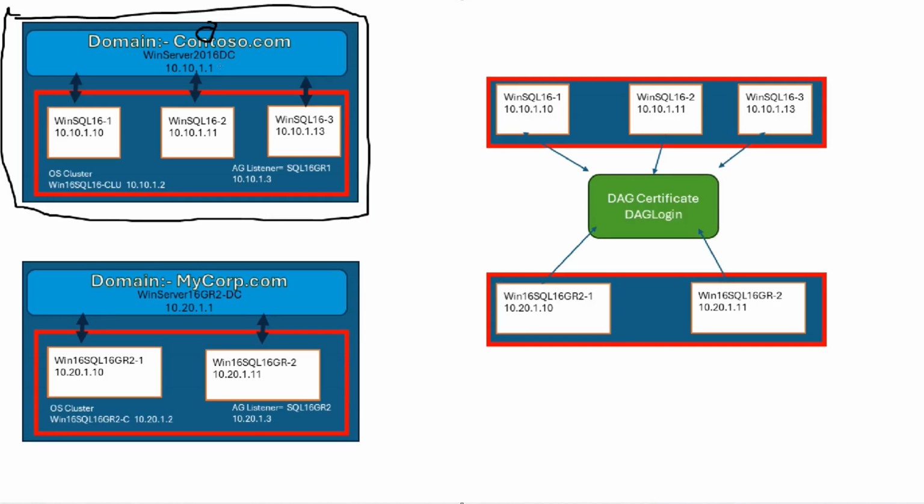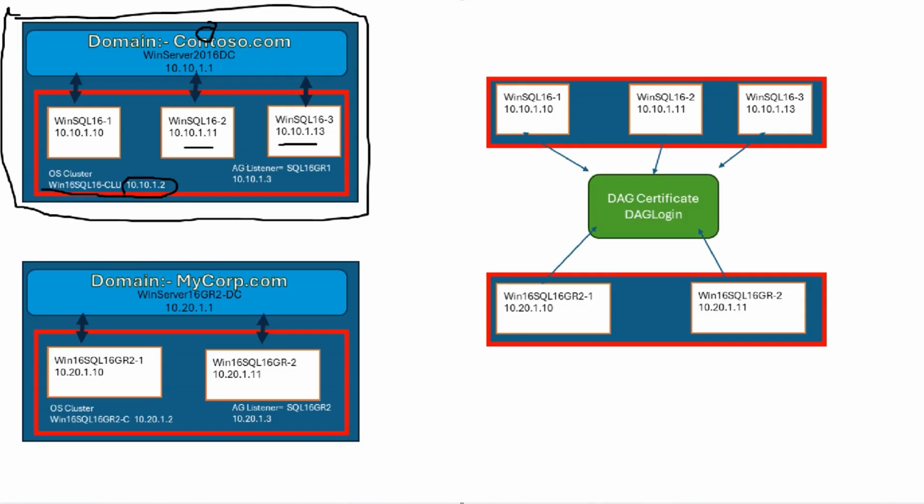10.10.1.1. Now I have three SQL servers running on Windows 2016, and these are their names and IP. WinSQL 16-1, 10.10.1.10 is the IP. The second node is WinSQL 16-2, 10.10.1.11 is the IP. And the third is WinSQL 16-3, 10.10.1.13. These are part of an OS cluster called Win16 SQL 16-CLU, and the IP is 10.10.1.2.